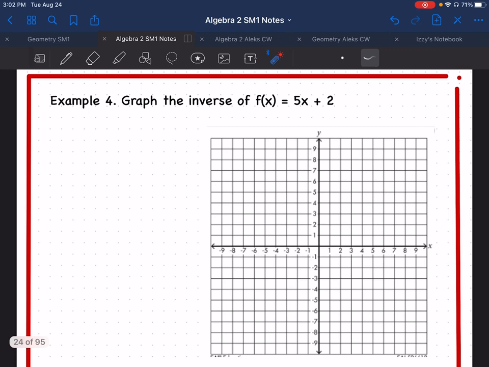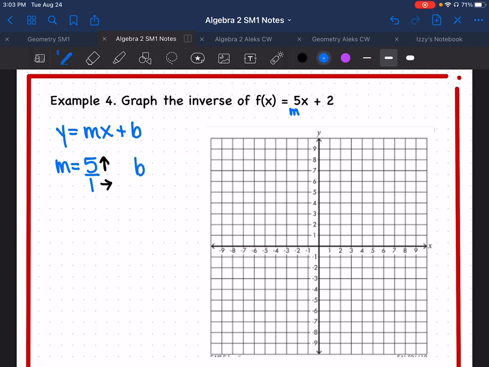Graph the inverse of f of x equals 5x plus 2. So here we go. Remember, it's y equals mx plus b. So my m, my slope, is going to be 5, right? Because this is my m. Remember, 5 is a fraction if you put it over 1. So we're going to go 5 up and 1 to the right. My b is the +2 right here. Here's my mx plus b.